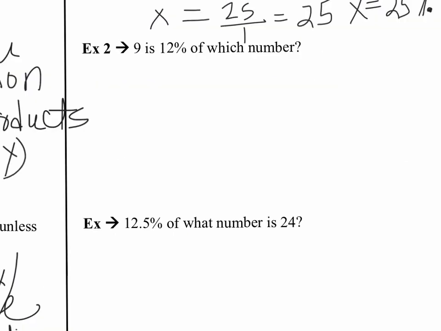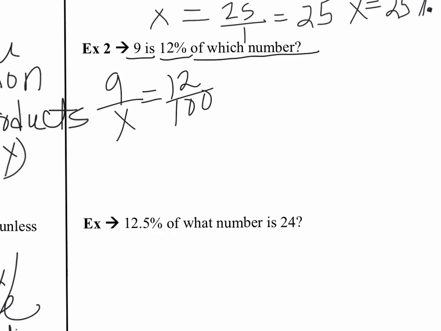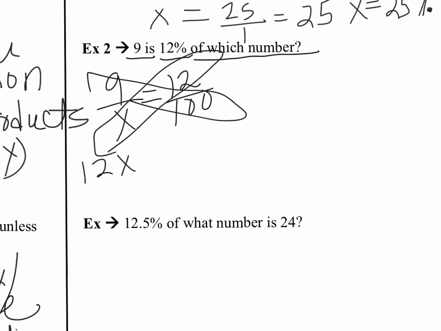The next example reads, 9 is 12% of which number? What is your is? That is correct, 9. What is your of? Of which number? We don't know. X equal to 12%. 12% means 12 out of 100. Now you have your proportion set up. Number 2, cross products. That gives you 12x equal 9 times 100.